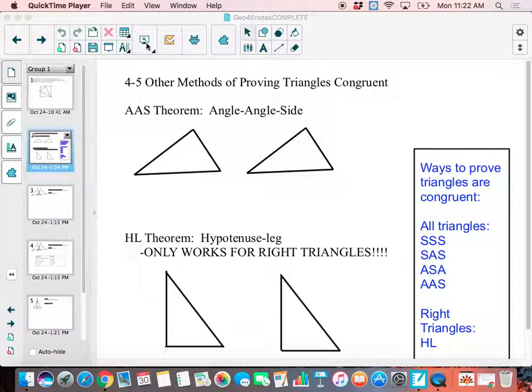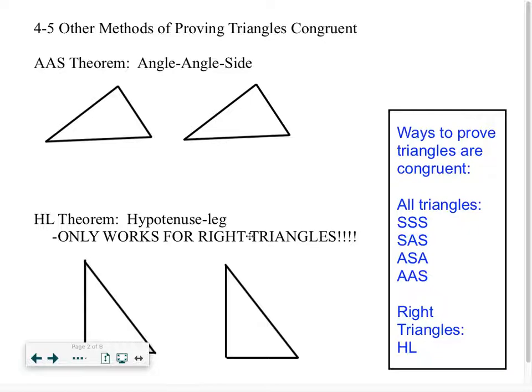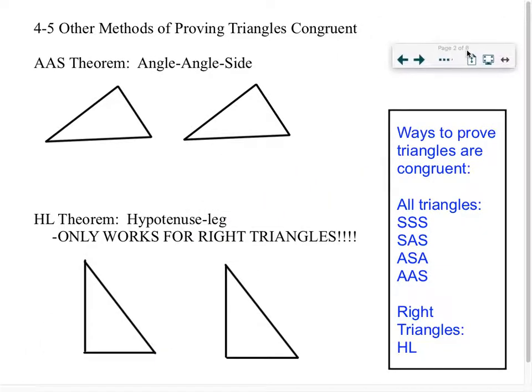Okay, these are the notes for section 4.5, other methods of proving triangles congruent. Now in class, you were told to go through a couple GeoGebra explorations, and we didn't really talk about angle side, but we talked about hypotenuse leg. Angle side is a theorem. It kind of follows from angle side angle.